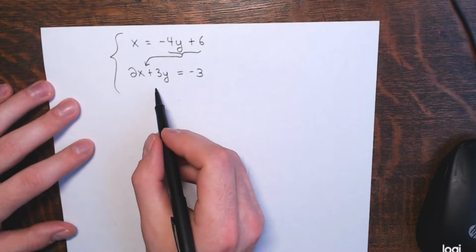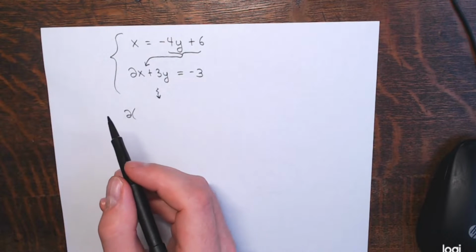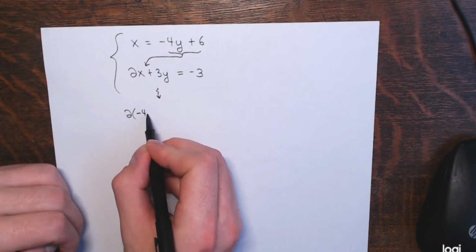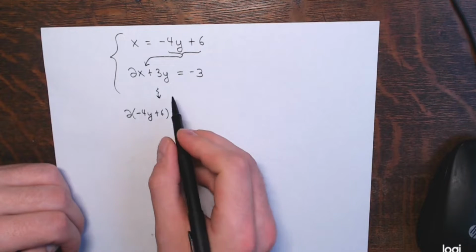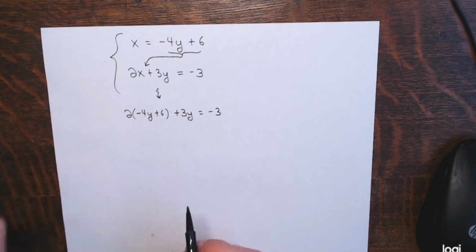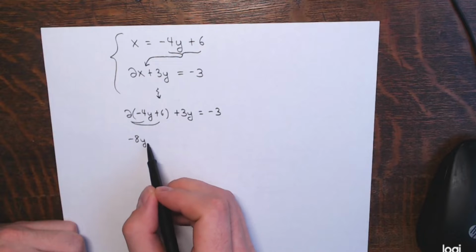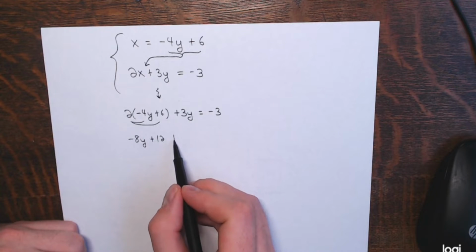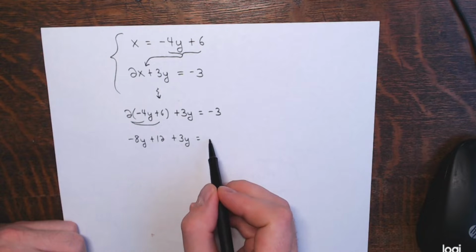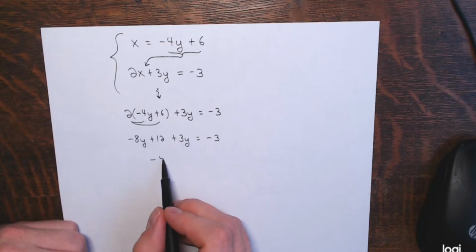So now this equation becomes 2 times, instead of x, I put the quantity negative 4y plus 6, and then you still have the rest of it, right, plus 3y equals negative 3. And I solve this equation for y. Alright, distributing the 2 here, you have negative 8y plus 12 plus 3y equals negative 3. And negative 8y and 3y make negative 5y.